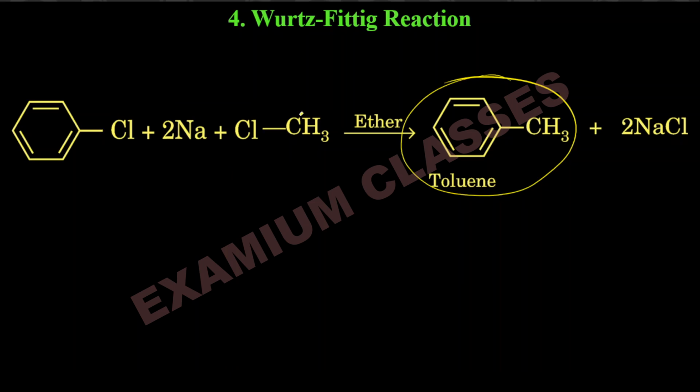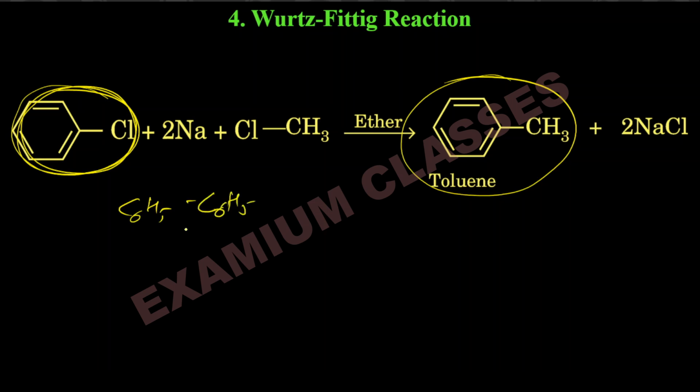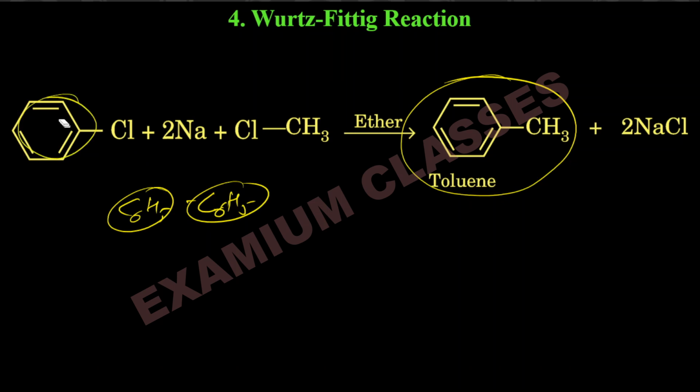Because this methyl chloride will react with methyl chloride, and will produce ethane. This aryl halide will react with this aryl halide, and will produce, here in this case, C6H5, biphenyl. It is not called dibenzene, right? It is called biphenyl. The reason is C6H5 is a phenyl group. So it will produce two benzene rings attached together, not called dibenzene. We will call it diphenyl.